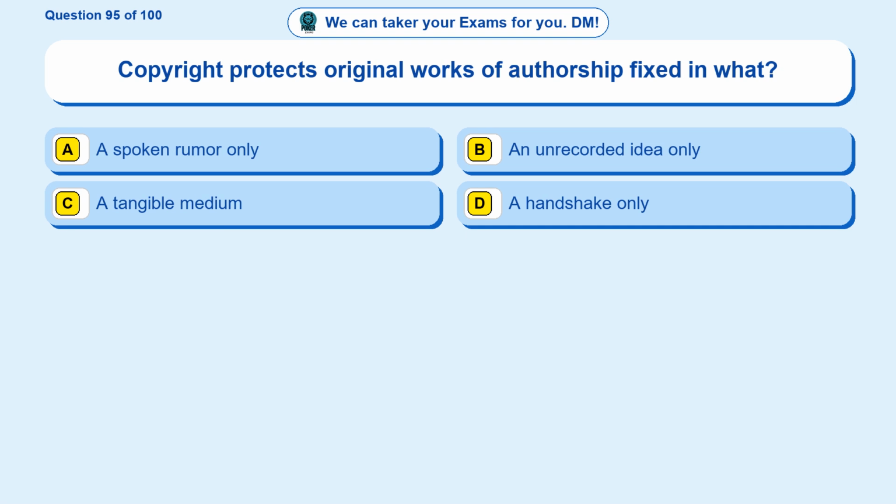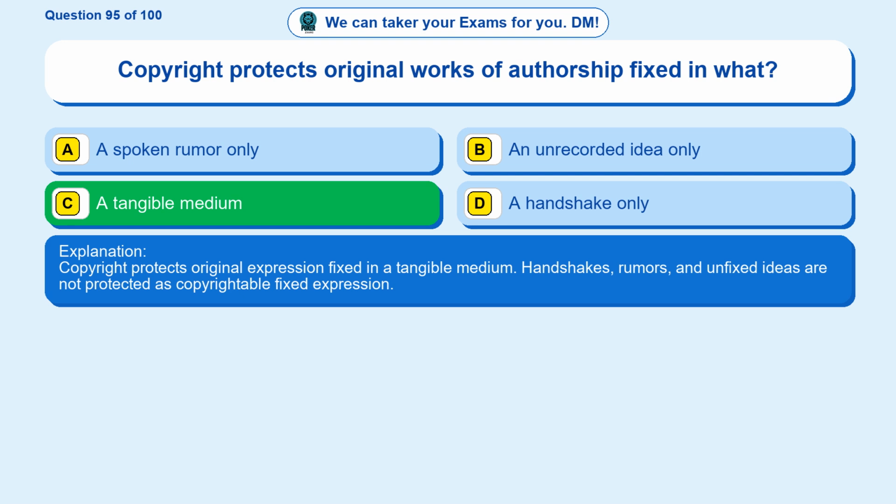Question 95. Copyright protects original works of authorship fixed in what? Option A. A spoken rumor only. Option B. An unrecorded idea only. Option C. A tangible medium. Option D. A handshake only. The correct answer is option C. A tangible medium.